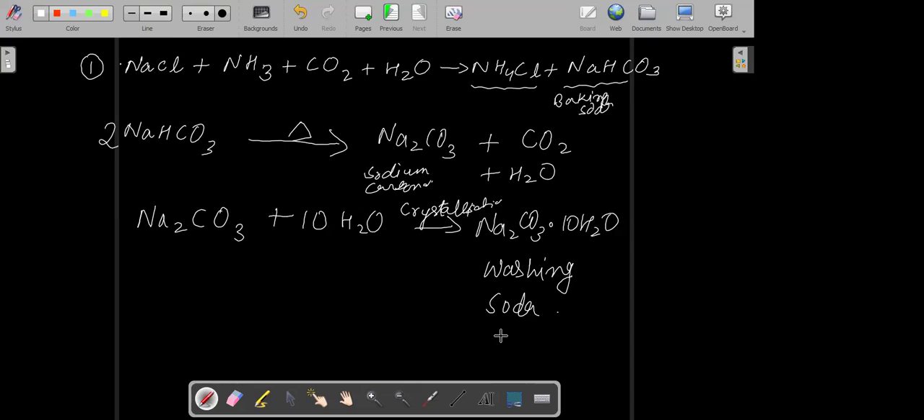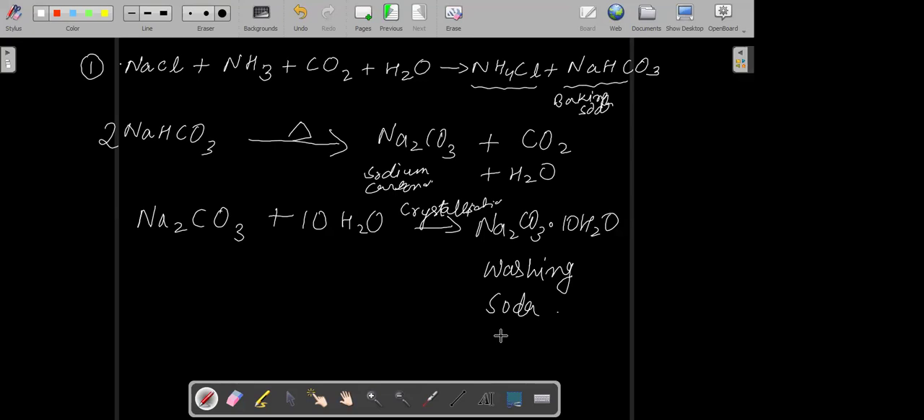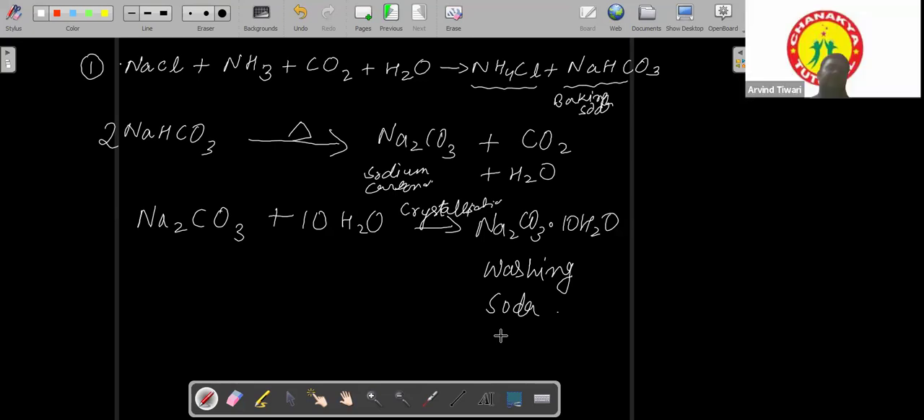So in this, what is the beginning of your reaction? What are the substances that are required at the beginning of the reaction? NaCl. Yes, it is.